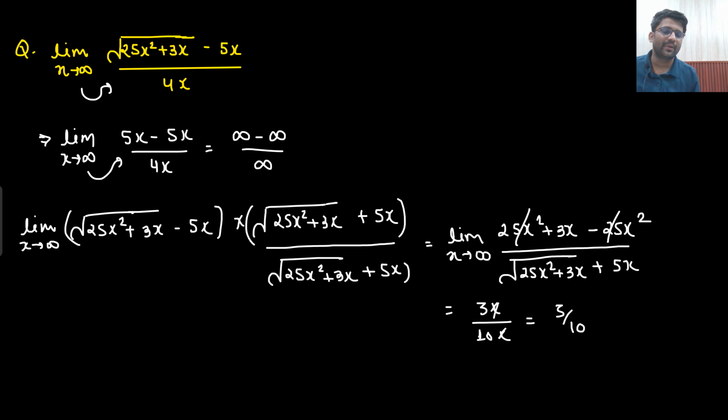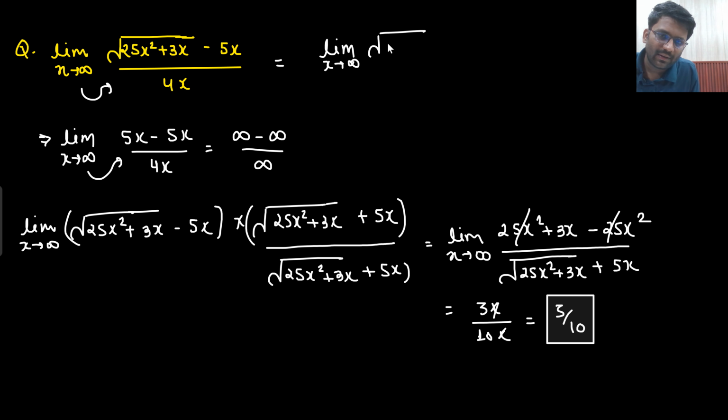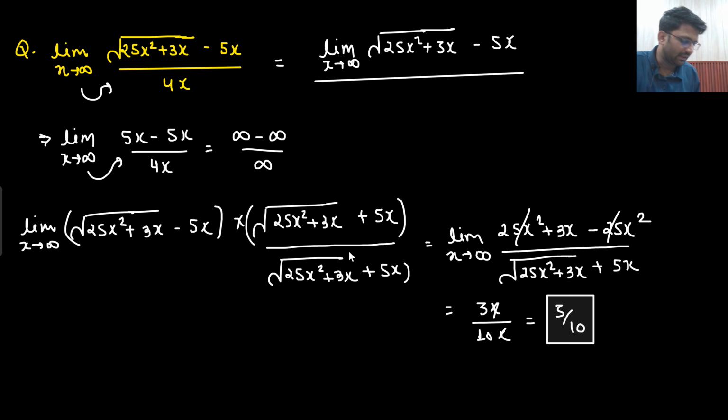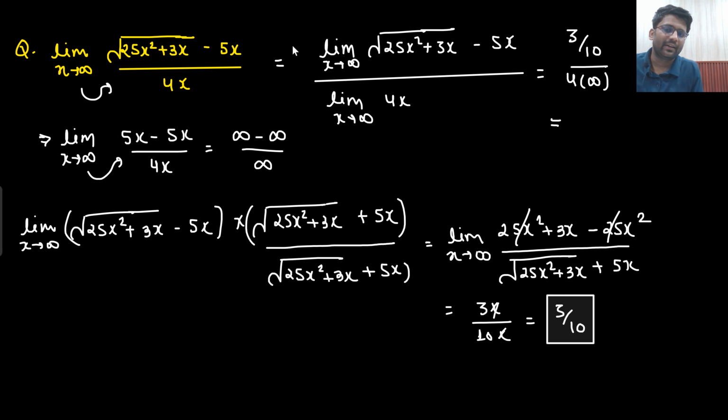So here I was not getting the infinite by infinite form. The upper one gives me a fixed answer. Now what has this been replaced with? I tried to solve in this manner: limit x tending to infinity of 25x square plus 3x minus 5x, divided by limit x tending to infinity of 4x. This is how I tried to solve. I got to know that the upper one is giving me a fixed answer. And here, if my x tends to infinity, I will get 4 by infinity. So what is the answer I will be getting?